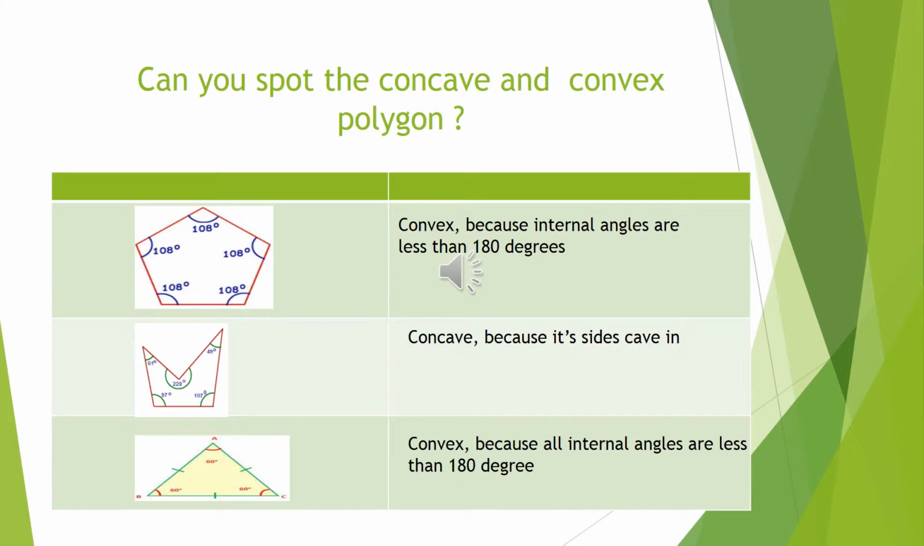The following are some images of concave and convex polygons. Can you tell which one is concave and which one is convex? The first image is that of a convex polygon because its internal angles are less than 180 degrees. The second image is a concave polygon because its sides cave in. The third one is convex because all its internal angles are less than 180 degrees.